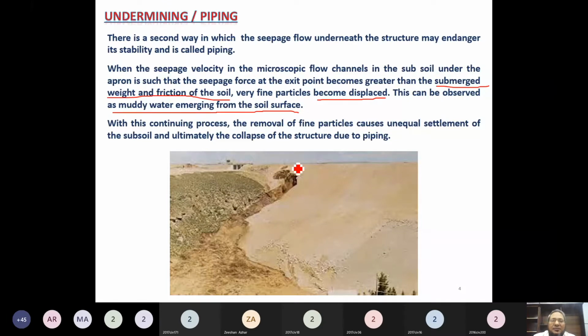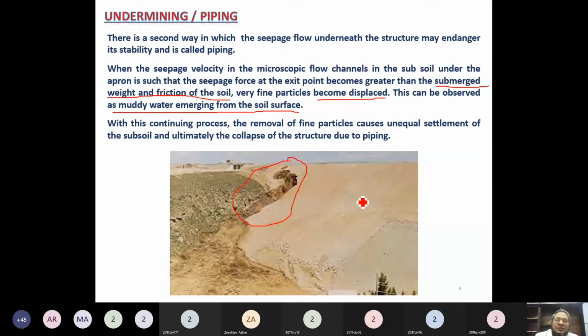So for example, this is the failure of a dam due to undermining. This is a dam, not a barrage. So the water was seeping inside, which we normally do not allow in case of dams. We allow it in case of barrages.